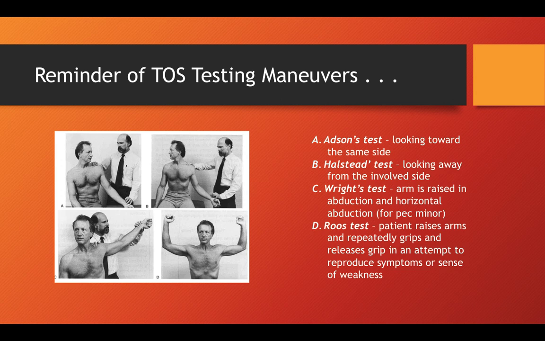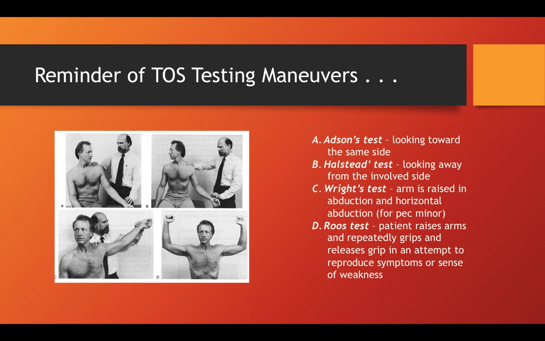Let's now do a quick review of TOS testing maneuvers. Positives may include a diminished or absent radial pulse and/or reproduction of arm complaints. In A, we see Adson's test, which is hypothetically for the anterior scalene. The patient is instructed to look toward the same side while the examiner palpates the pulse and monitors for a decreased or absent pulse or reproduction of symptoms.